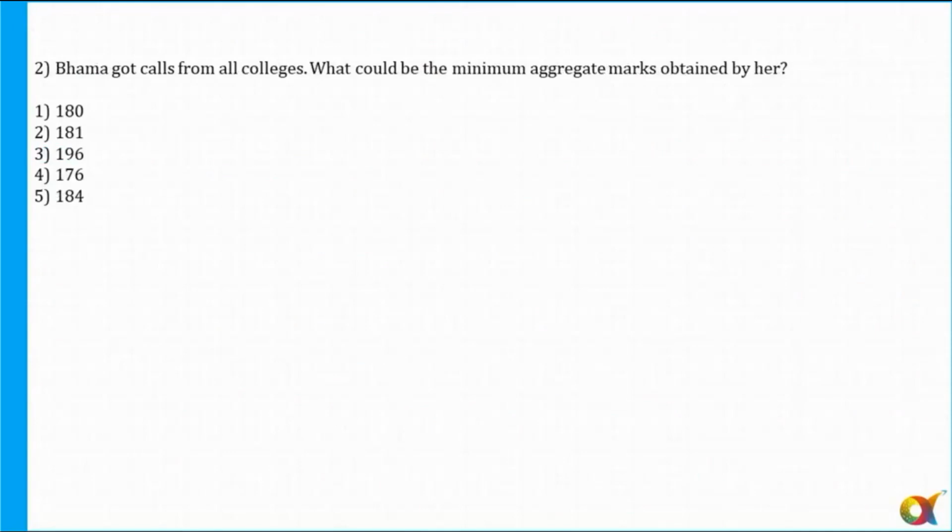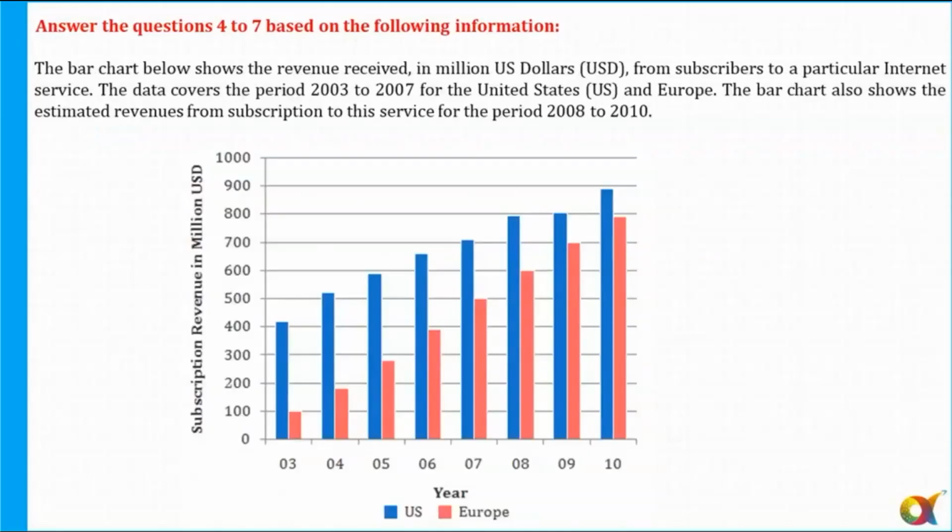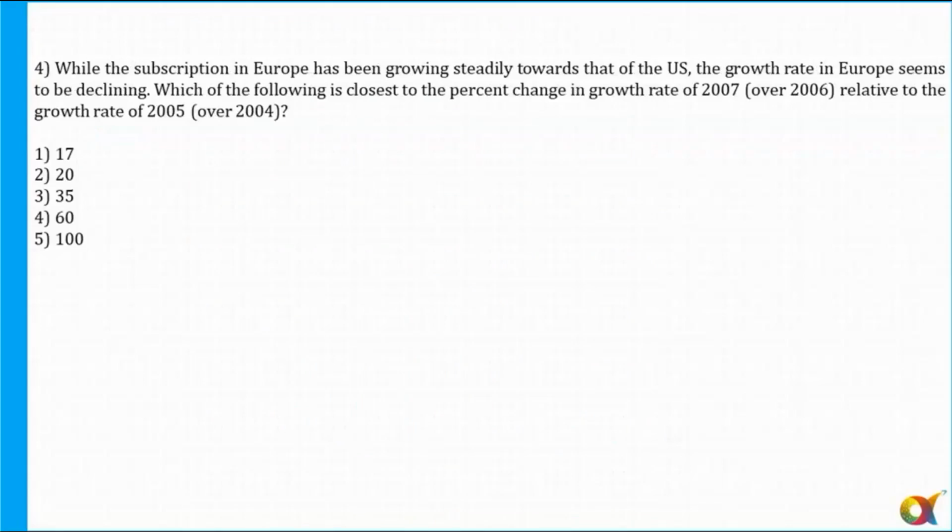Now, next question. Question number 2. What is the answer? Option 2, that's right. The correct answer is option number 2. Then question number 3. The answer is option 3, which is equal to 25. Then 4 to 7 are based on the bar graph. For question number 4, the answer is option number 3.